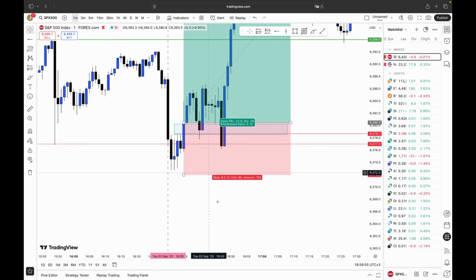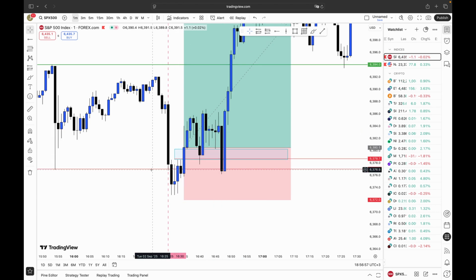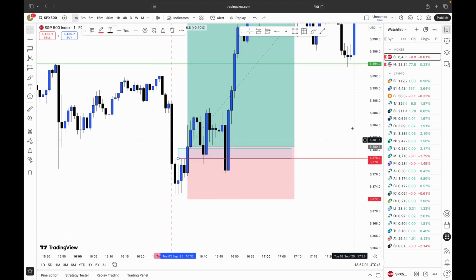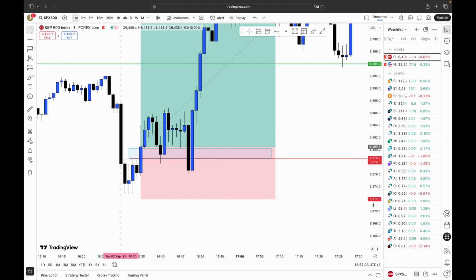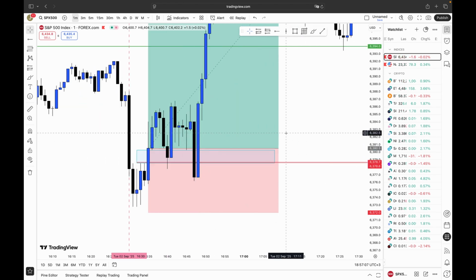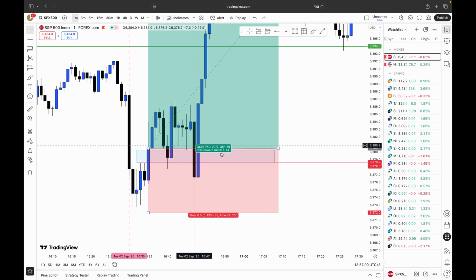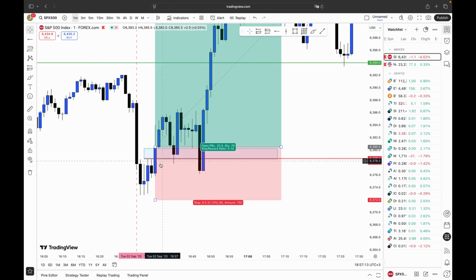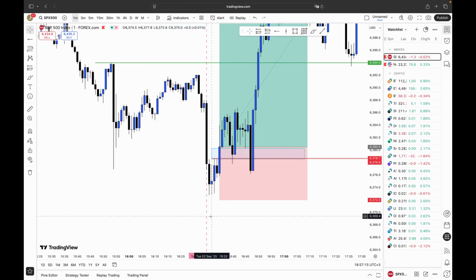We broke structure immediately with this blue candle right here, and we formed a bullish fair value gap that we tapped into and got a bullish reaction out of it. I could have waited for the bullish reaction out of the bullish fair value gap, but I decided to enter directly off the break of structure because of my bullish bias.